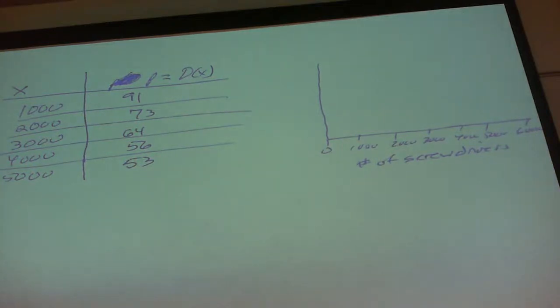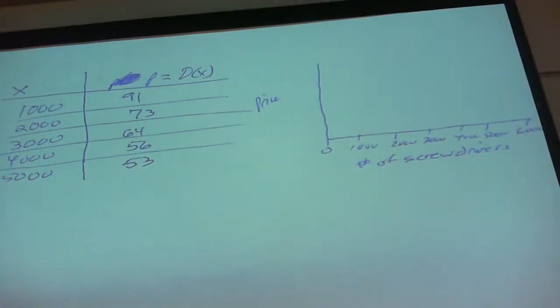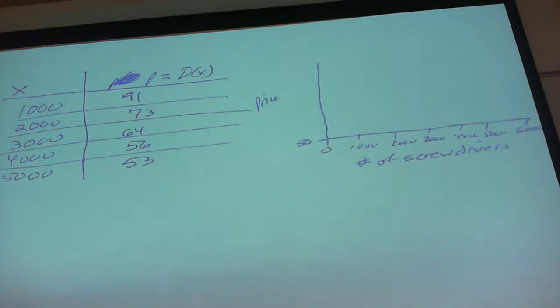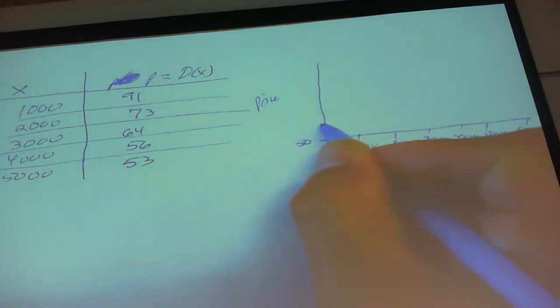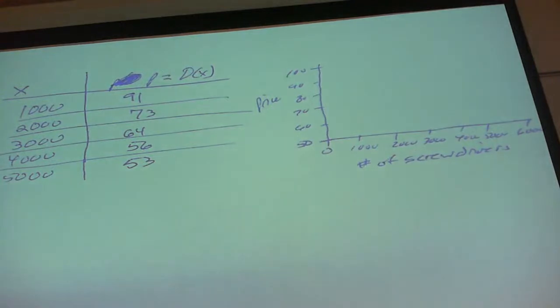Okay? And then on my y-axis is price of demand. The lowest is 53 and the highest is 91. So what would you start with? 50? Okay? So right in the corner, 50. And what would you end with? And what would you count by? Probably 10. So 50, 60, 70, 80, 90, 100. We okay? And put the dots.